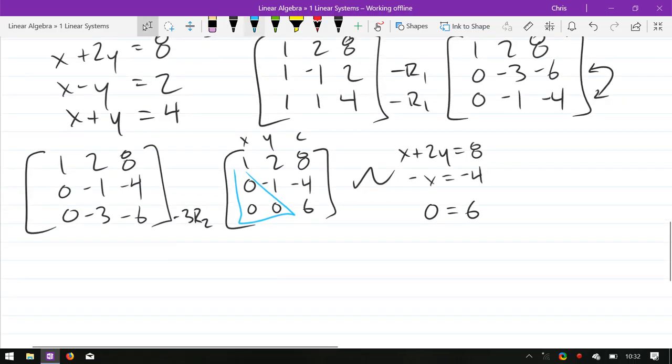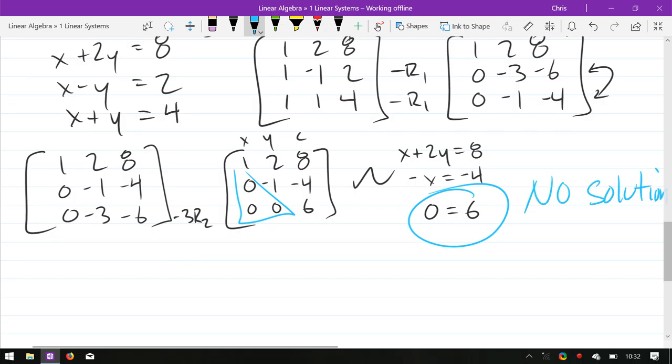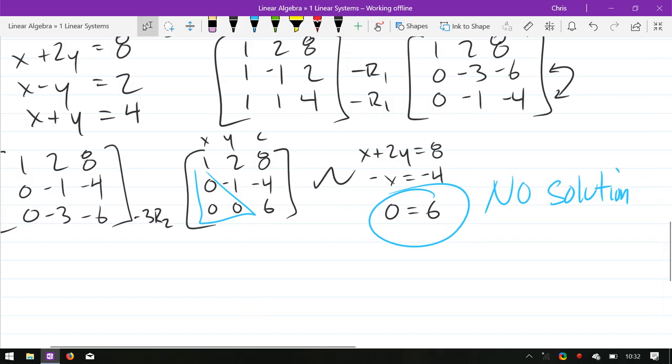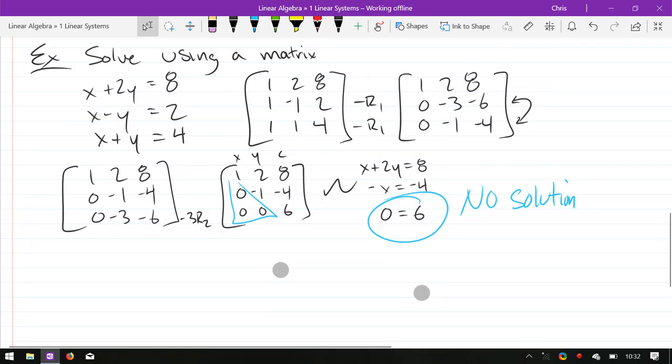All right, so right there, we're looking at the third one. This means no solution. There's no x, y values that are going to make 0 equal 6, at least not in this class. All right, so we're done right there. You can just say no solution. You don't have to recombine things or do any more work. As soon as you see a row of zeros followed by not zero, you can say no solution right away.